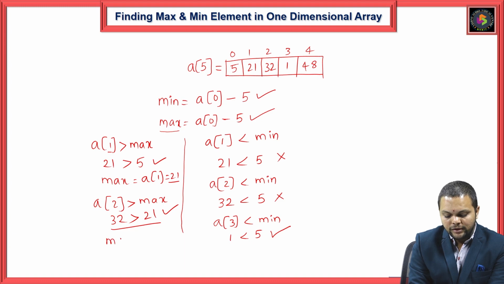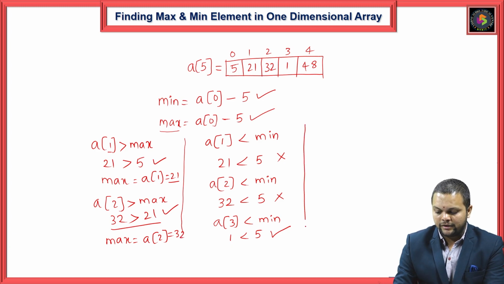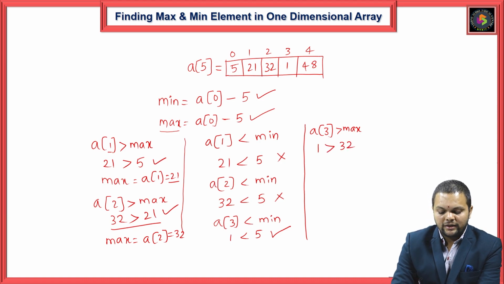So the new max value will be max equal to a of 2, that's nothing but 32. In the next iteration, a of 3 is greater than max. What is a of 3 now? A of 3 value is 1. Is 1 greater than max? Max value is 32. So 1 is greater than 32, the condition fails. So 1 is not greater than 32.